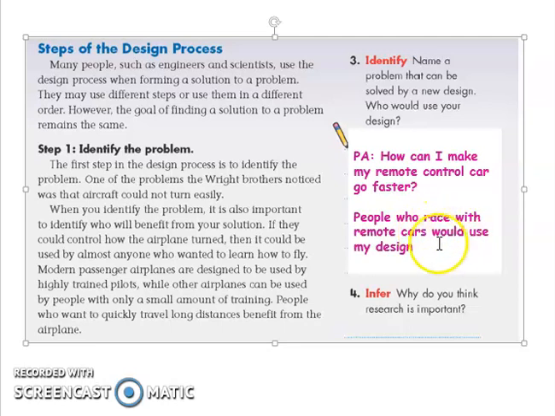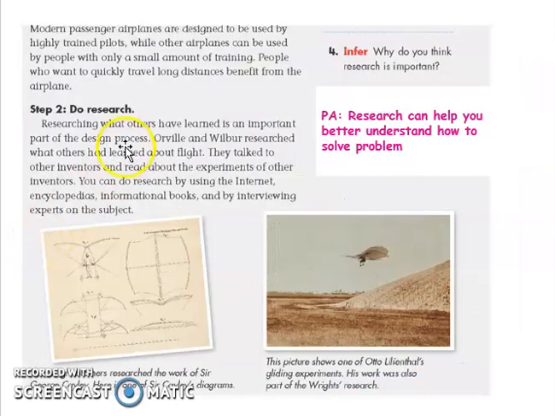People who race with remote cars could use my design. Okay, race. The people who love to race could also use this one because most of the race cars are driven by people. So to avoid accidents, why not race using a remote car? So no people will die. So that is a good idea. Now let's proceed to the next slide. The next step is do research.